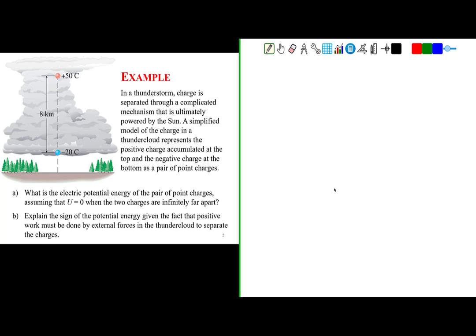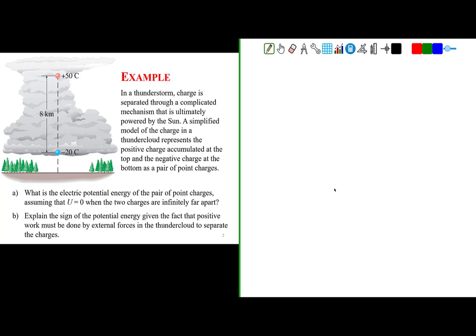In a thunderstorm, charge is separated through a complicated mechanism that is ultimately powered by the sun. A simplified model of the charge in a thundercloud represents the positive charge accumulated at the top and the negative charge at the bottom as a pair of point charges. What is the electric potential energy of the pair of point charges, assuming that U equals 0 when the two charges are infinitely far apart?